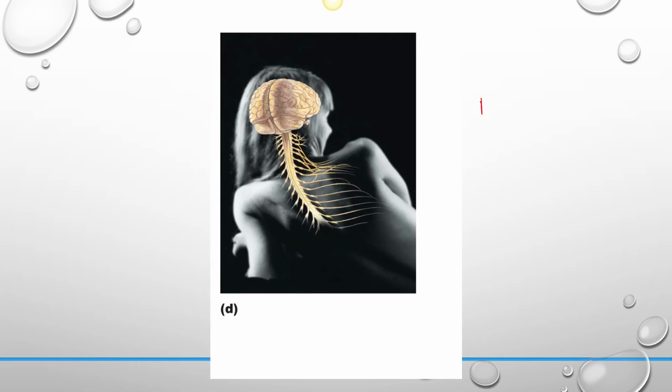This is the nervous system. The nervous system consists of the brain, spinal cord, and nerves. And then some of the special sensory organs that we'll talk about later on in the semester. The major functions of the nervous system include communication.